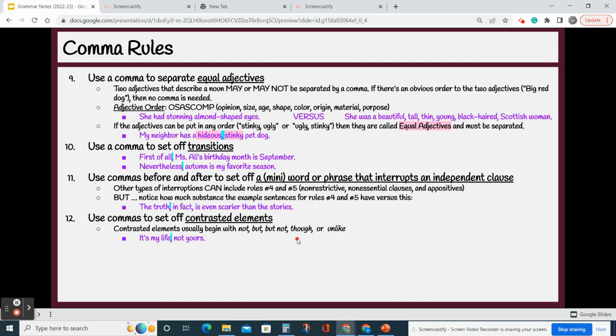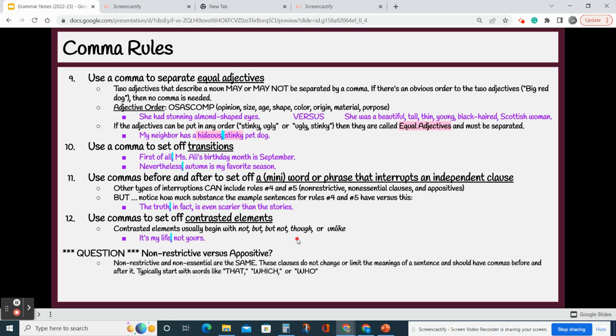Last time, we had a question from a couple of our students who wanted to know what is the difference between a non-restrictive and an appositive. So rules number 4 and 5. I just want to recap this real quick. Non-restrictive and non-essential are essentially the same. These clauses are not going to change or limit the meaning of a sentence and need to have a comma before and after them. So these are the parts of the sentence that are going to start with that, which, or who. Now, sometimes you're going to have parts of a sentence that include the that, which, or who that do not need commas, but more on that later.